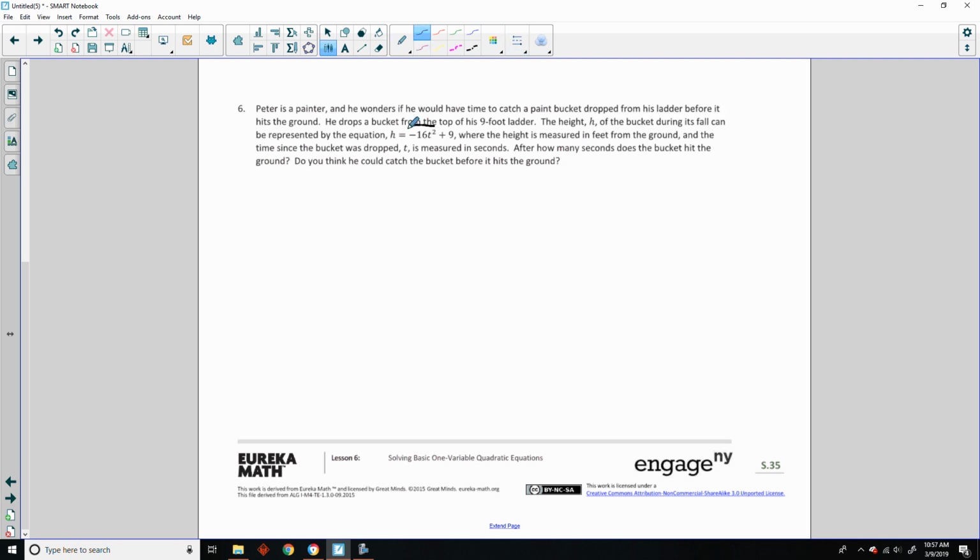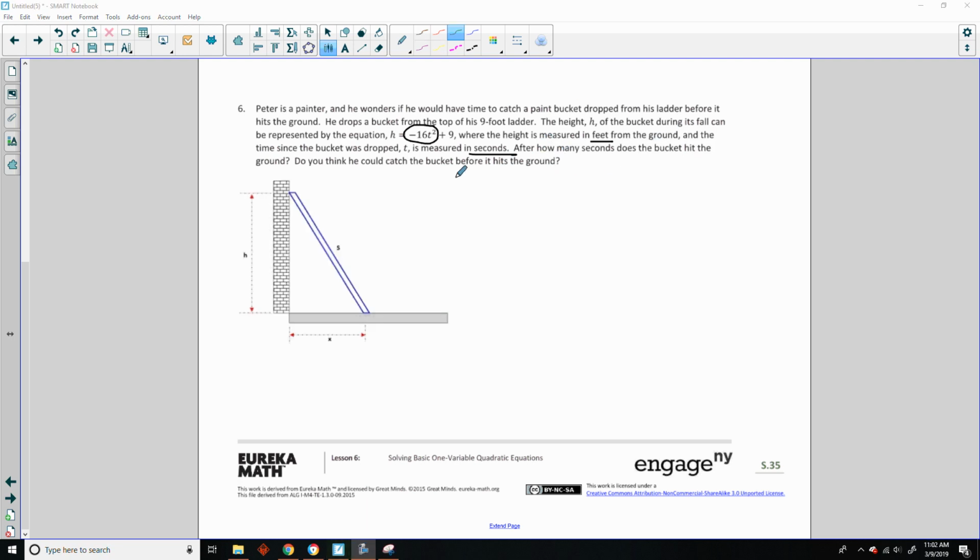Okay, before I go any further, notice that whenever we're talking about gravity, the quadratic portion is negative 16t squared. That's the speed of gravity. That's the pull of gravity. The constant at the end is your starting point. Okay, so it says where the height is measured in feet from the ground and time since the bucket was dropped. So h is height in feet, t is time in seconds. After how many seconds does the bucket hit the ground? Do you think he could catch the bucket before it hits the ground?